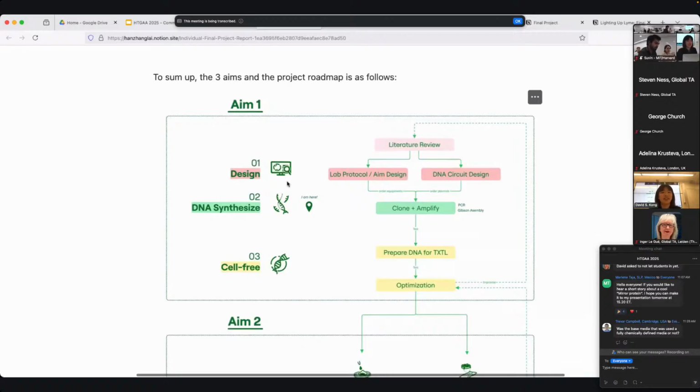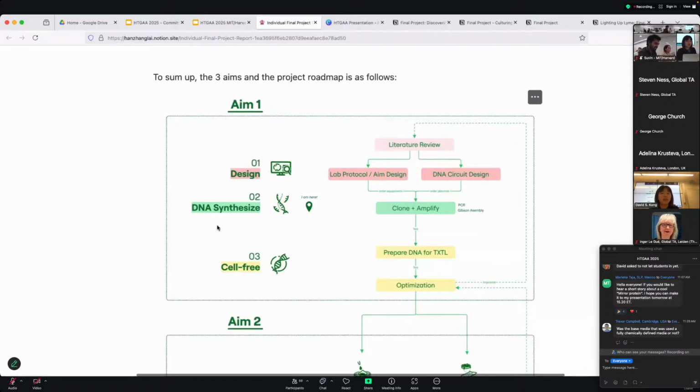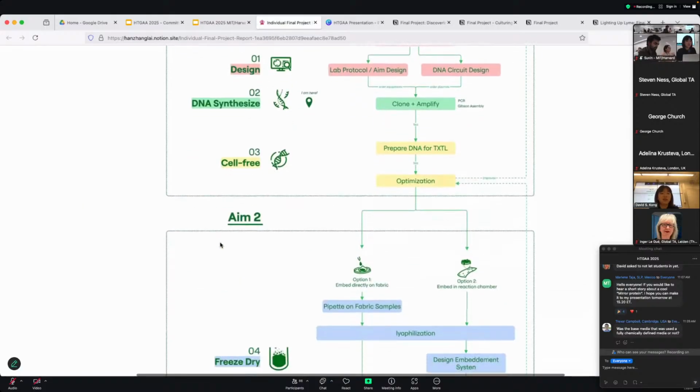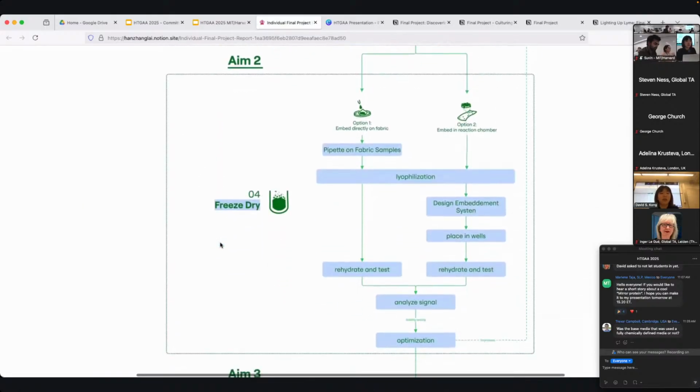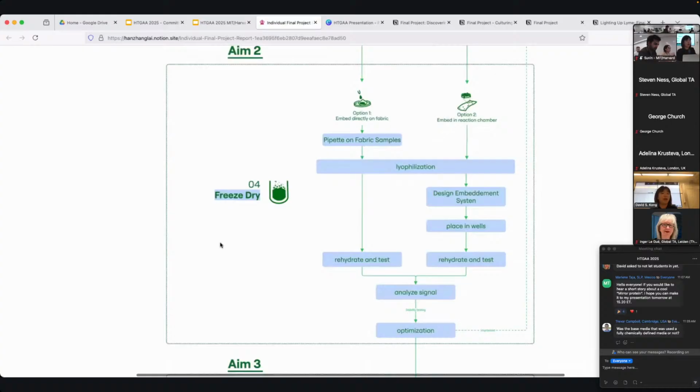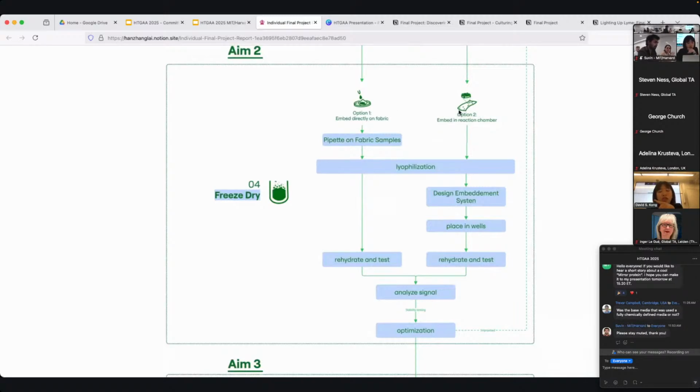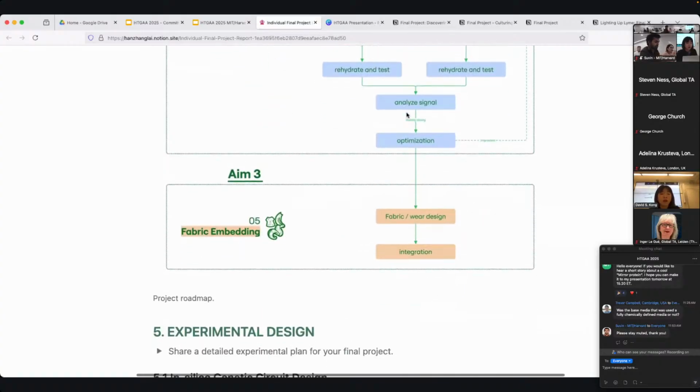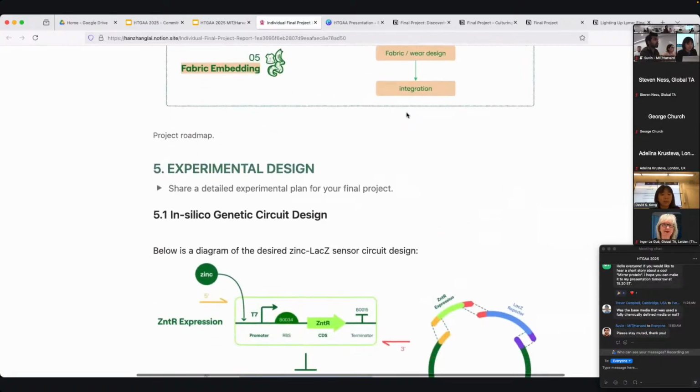So aim one is again starting from design, moving on to DNA synthesis and cell-free. Then aim two is to really test the freeze-dry technique, especially how it works with the fabric. I had two options actually. One is the one I just showed, to pipette into the well, the visual well, and then embed the well onto the fabric. And the other one is to test if it's possible to embed directly onto the fabric. And aim three is to scale it up.